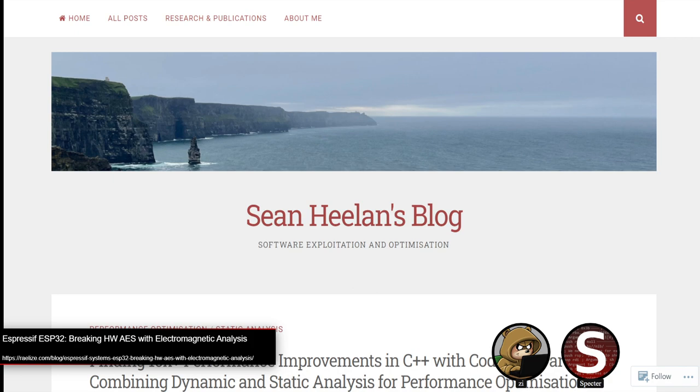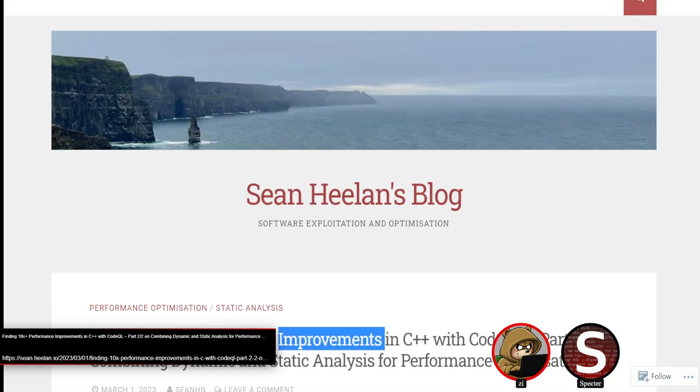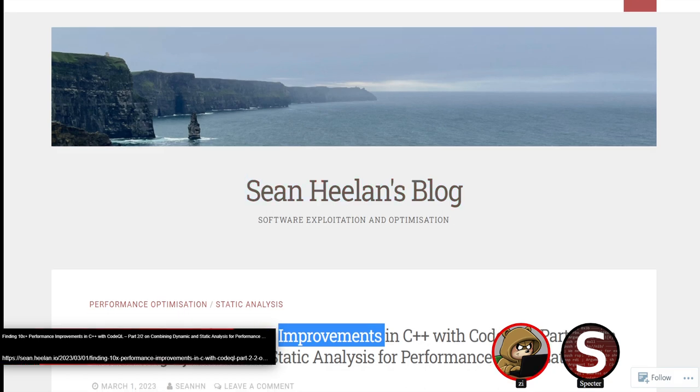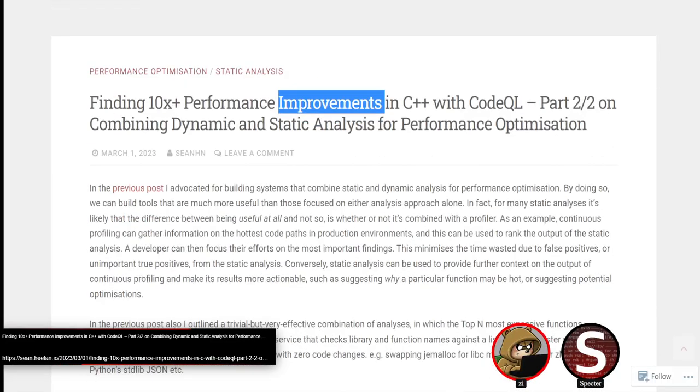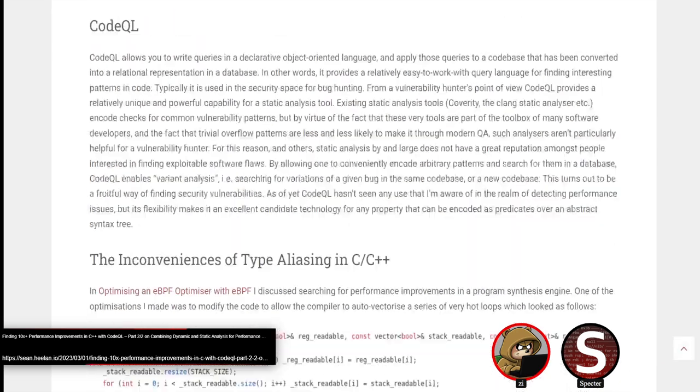Yeah, I had one shout out, and that's finding 10x performance improvements in C++ with CodeQL. Of course, it's CodeQL, so I had to take a look at it. It's not a security post. This one is a little bit different. It's actually using CodeQL for performance optimization, looking for matching code patterns where compilers would produce inefficient machine code, so that you can fix it and get better performance in your code.